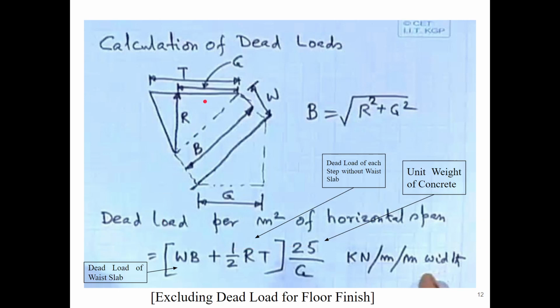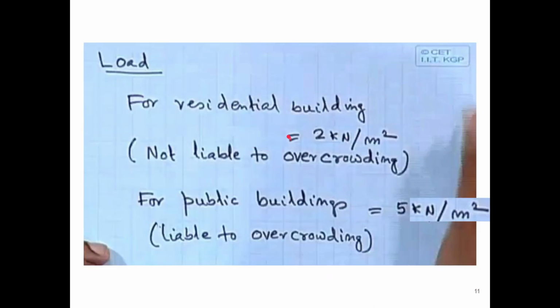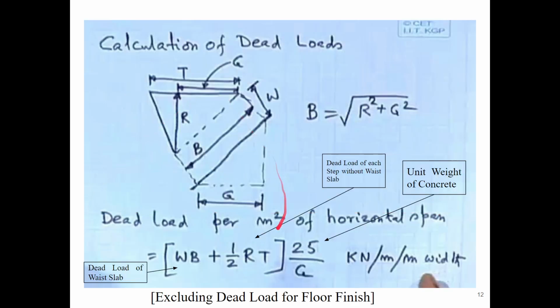These values can be taken if we don't know what the load is. But if we have to calculate the loads, and we know what it should be, then we can use this formula. So how do we calculate the dead load?